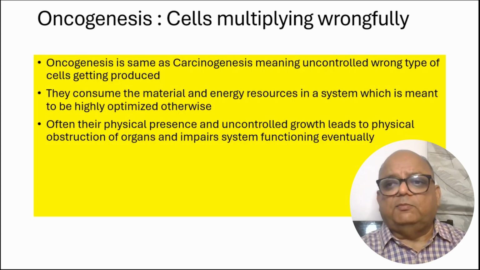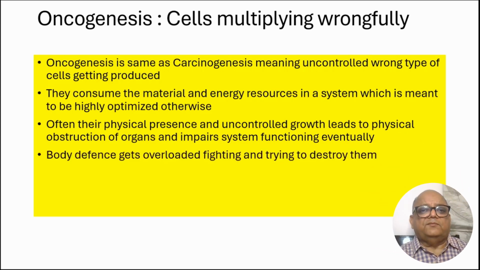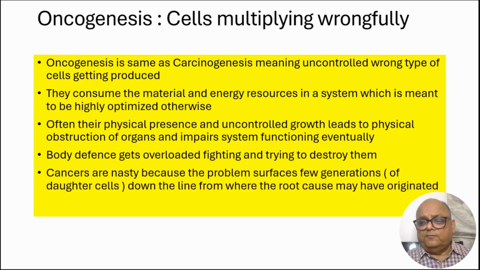So the vital systems of the body, that is the circulation system, breathing system, etc., can get impaired with all these things. And body defenses can get overloaded fighting and trying to destroy them, because sooner or later they will be identified as offenders. So the body defense will go all out trying to destroy them, but it will have to spend a lot of overheads in trying to fight and destroy them.